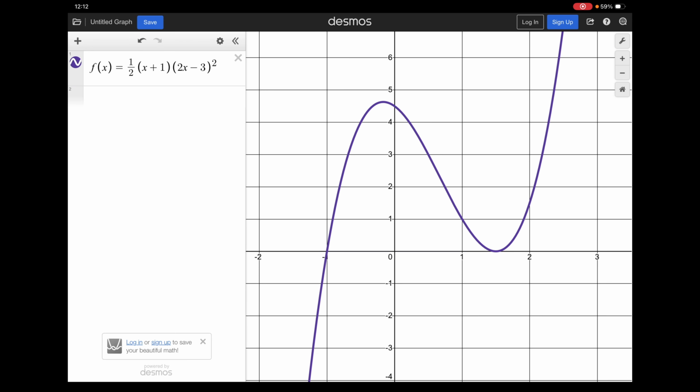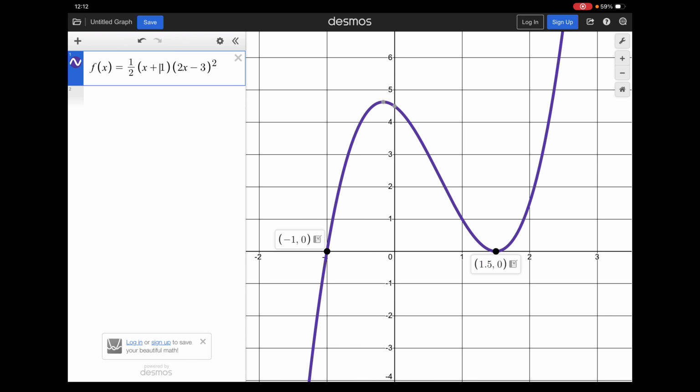So here we have the graph again of f of x. Again, notice that the 1/2 doesn't affect where it crosses the x-axis because that factor does not have an x on it. So the x plus 1 crosses the x-axis right here at -1.